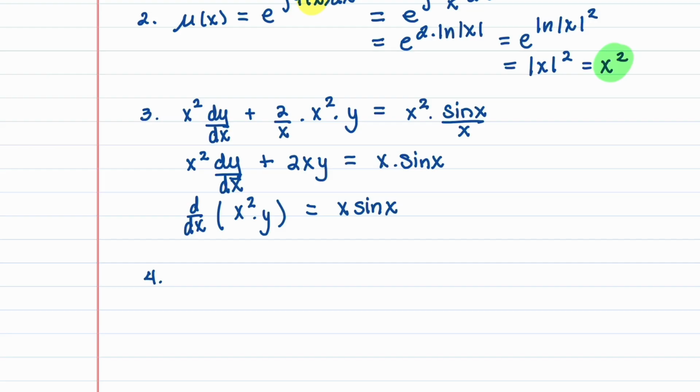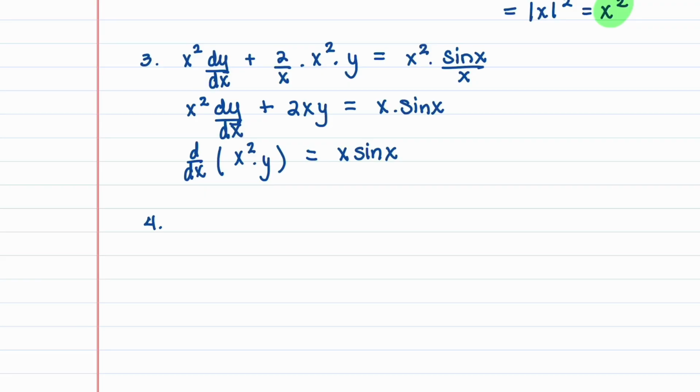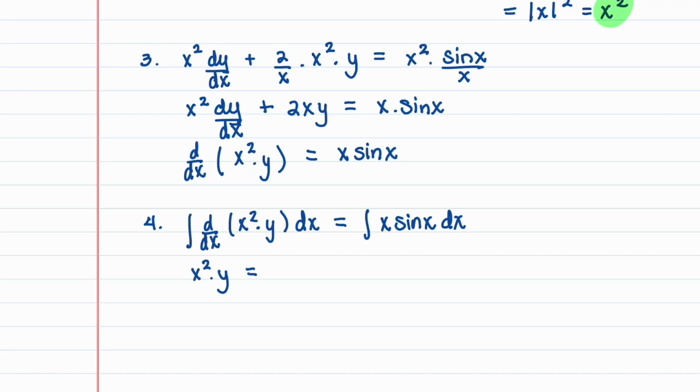Now in step 4, we can integrate both sides of the equation. That's going to enable us to eventually find y. We have the integral d dx of x squared times y dx. And then on our right-hand side, we have the integral x sine x dx. Let's work on our left-hand side first. We're taking the integral of a derivative, so we just get back x squared times y. And then on the right-hand side, we're going to have to do a little bit more work. We are going to have to use integration by parts.